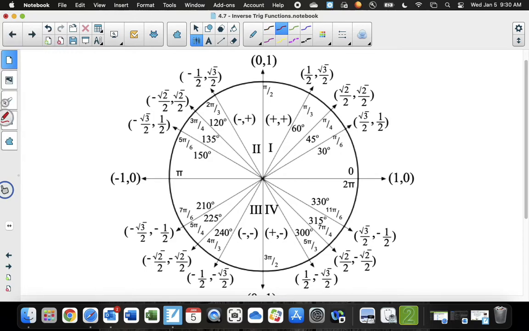Here's the first part I want you to do. We just said we had restrictions. We said our answers can only be in quadrants 1 or 4, which means I'm only looking at this part of the unit circle. Okay?